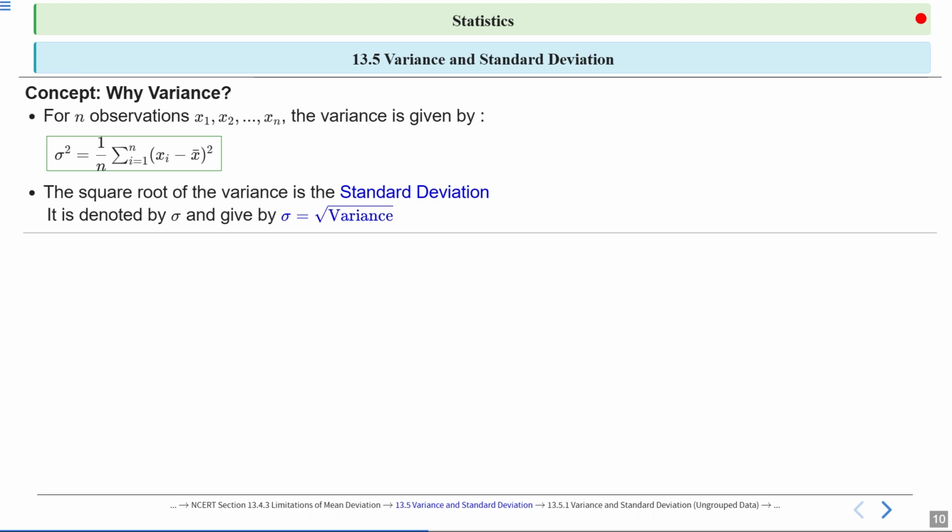Then the square root of the variance is the standard deviation. The next important concept is the standard deviation, which is denoted by sigma and given by sigma equals the positive square root of variance.